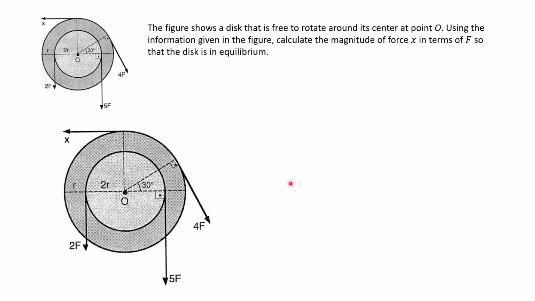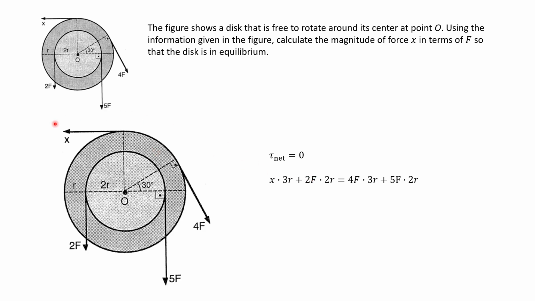So for it to be in equilibrium, or not to rotate, what do we have to have? We have to have the net torque equal to 0, right? So let's write down the net torque. Net torque equal to 0 means the torques that are trying to rotate this cylinder in the clockwise direction and the counterclockwise direction should be equal to each other.